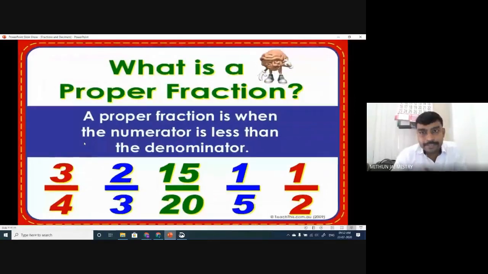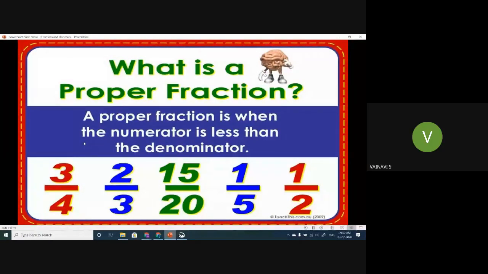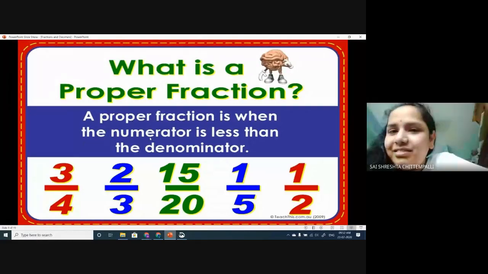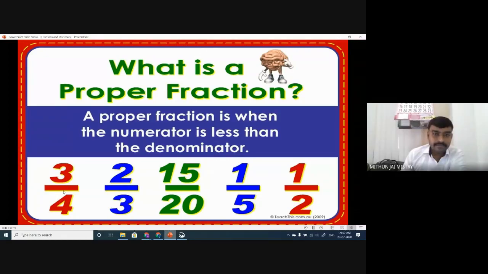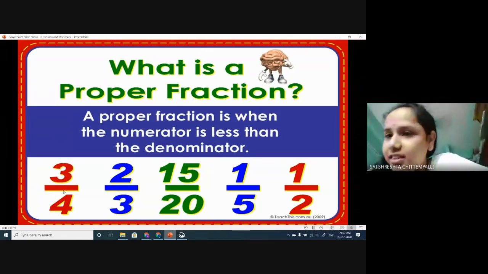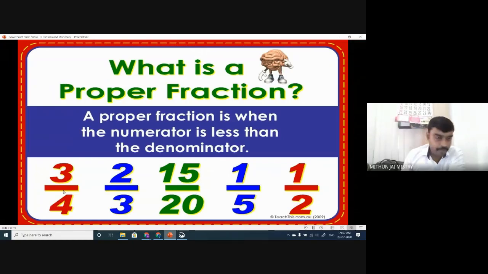Now, what do you mean by proper fraction? Here you have the definition. A proper fraction is a fraction whose numerator is smaller and denominator is bigger. Very good. Numerator is lesser than the denominator. Yes, correct. Now you see the examples.